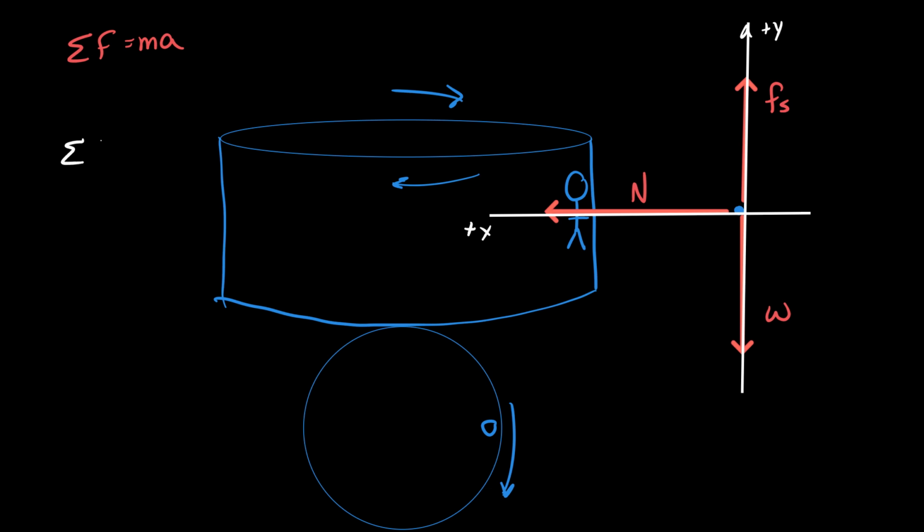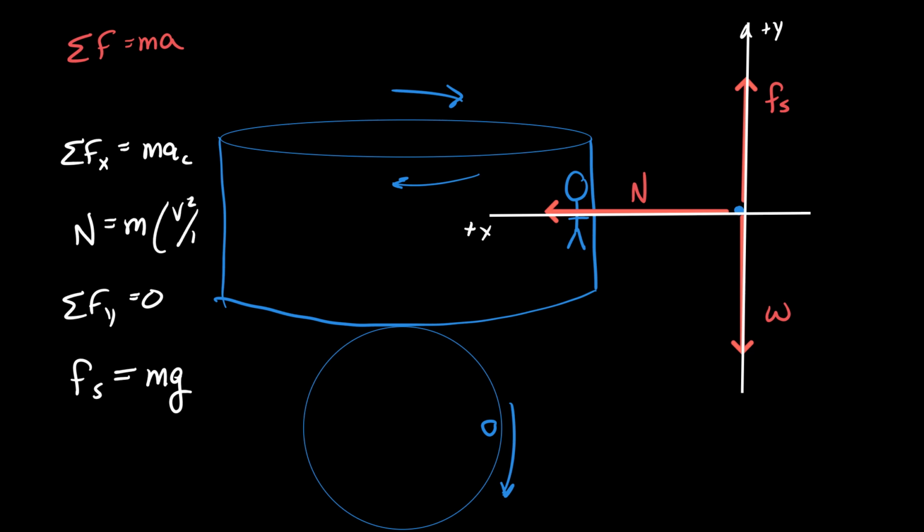Now I'm going to say net force in the x direction equals m a_c, because I'm traveling in a circular path. And net force in the y direction, well, that'll equal 0. I don't want to slide down the wall. Now this means I need my static frictional force to be equal to the weight. I need that. It's the only way I don't slide down the wall. But at the same time, the normal force has to be equal to m v squared over r.